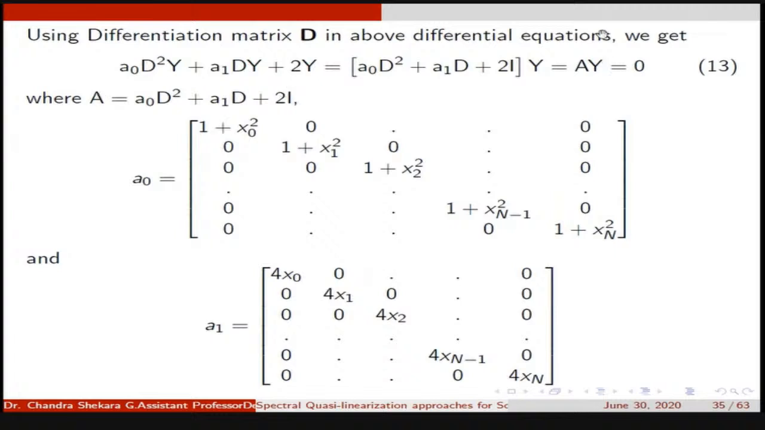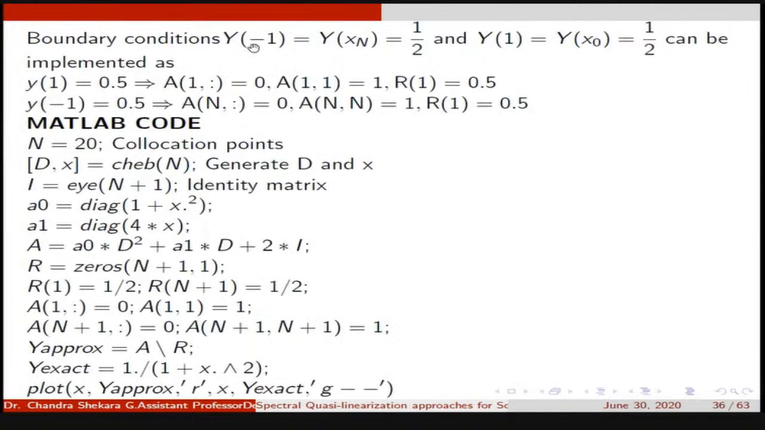This is a differential operator and it is a differential matrix, into the unknown vector y, equal to 0. So it is a homogeneous system, but we have boundary conditions. Those boundary conditions can be implemented at the first row and last row. The right boundary condition is implemented at the first row, and the left boundary condition is implemented at the last row. Then solve the resultant system of equations, and we'll get the required solution.